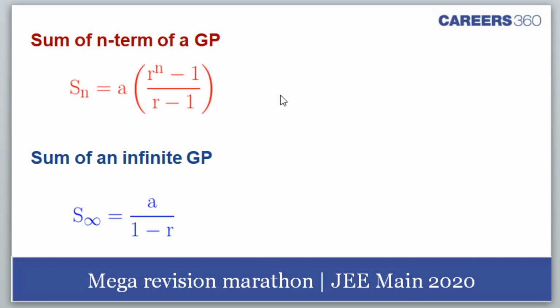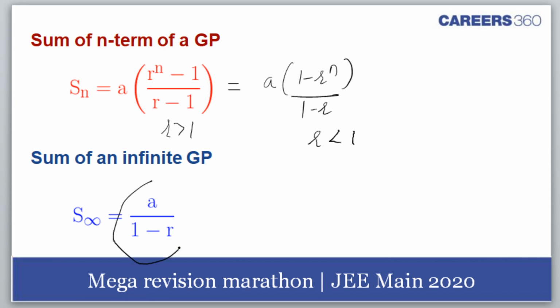Sum to n terms of a GP. What is that? Sn is equal to a times r raised to power n minus 1 upon r minus 1. This we generally use when r is greater than 1. When r is less than 1, we make use of the other formula. Sum of an infinite GP is a upon 1 minus r, but when mod of r is less than 1. This implies r is a proper fraction between minus 1 and 1. This is the sum to infinity of a GP.